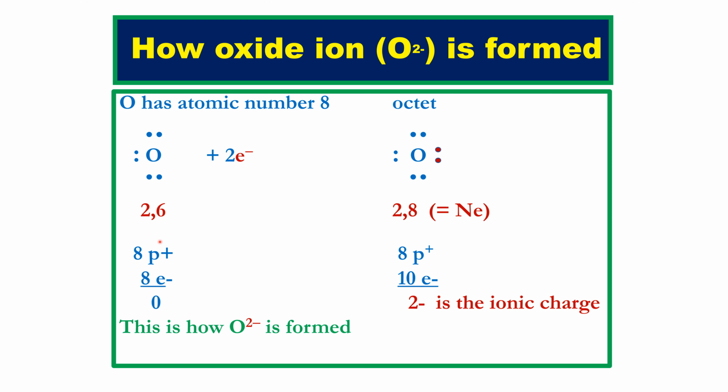Oxygen atom has 8 protons and 8 electrons, so the overall charge is 0. But oxide ion has 8 protons and 10 electrons. The overall charge here is 2 minus. So this is how we arrive at these 2 minus for oxide ion.